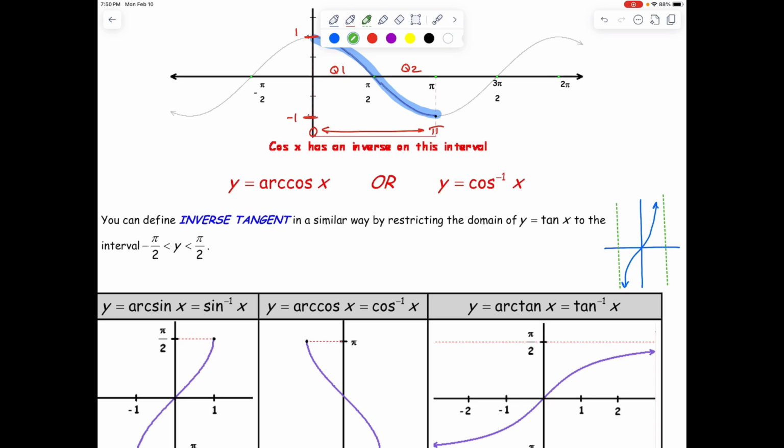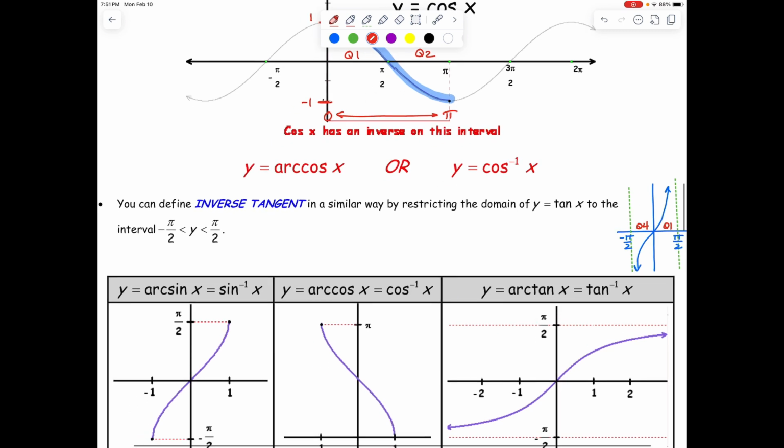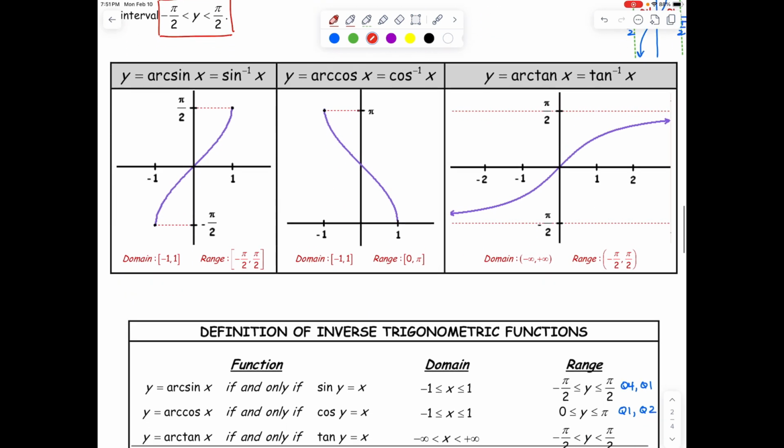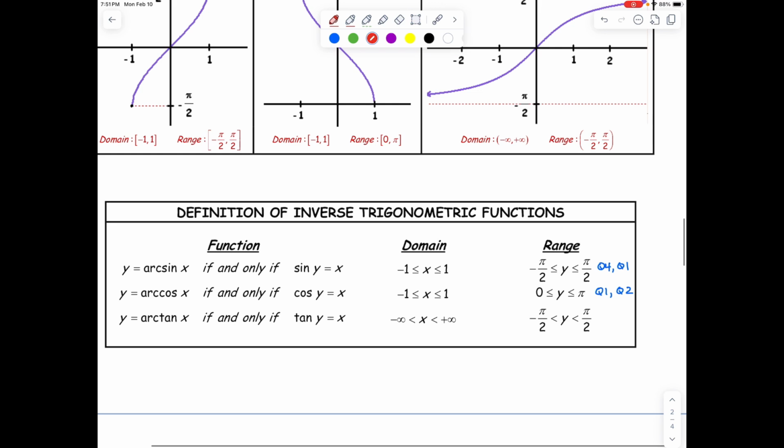So the domain restriction is very natural. You're just going to restrict everything down to that very first cycle of tangent. So from -pi/2 to pi/2. And again, that would be quadrants 4 and 1. And that is also illustrated down here in the chart.